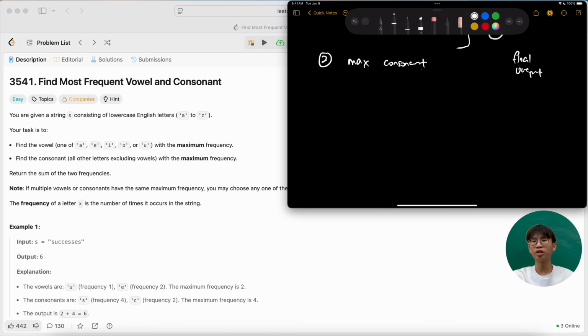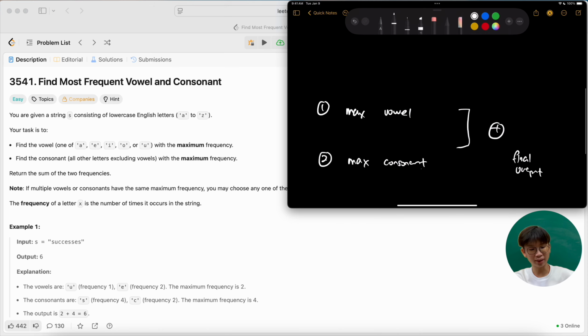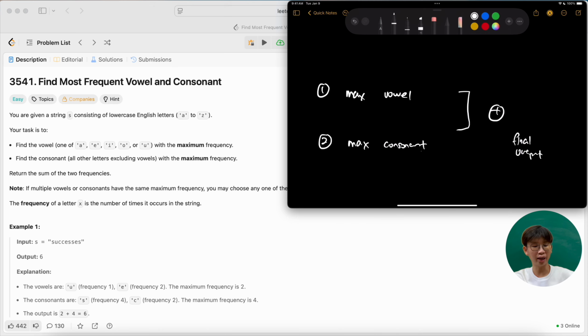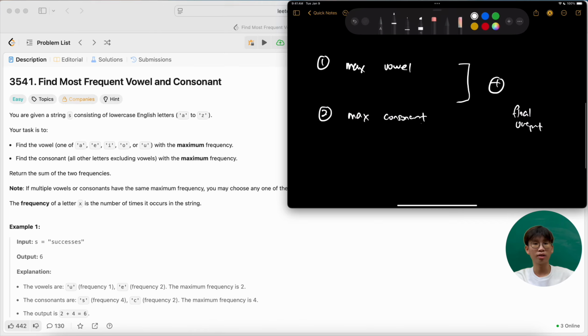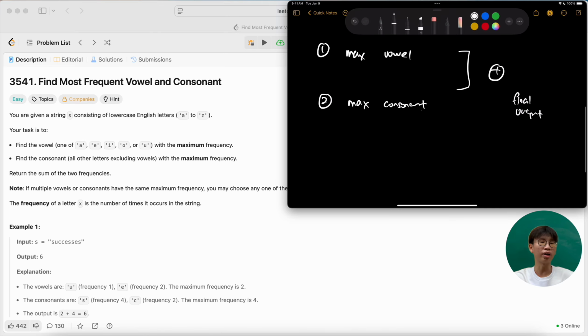So the question is: given a string S consisting only of lowercase English letters, we have to find two numbers first. The first one is the maximum frequency of any vowel. The second one is the maximum frequency of any consonant. Then we have to sum these two frequencies together to form the final output.